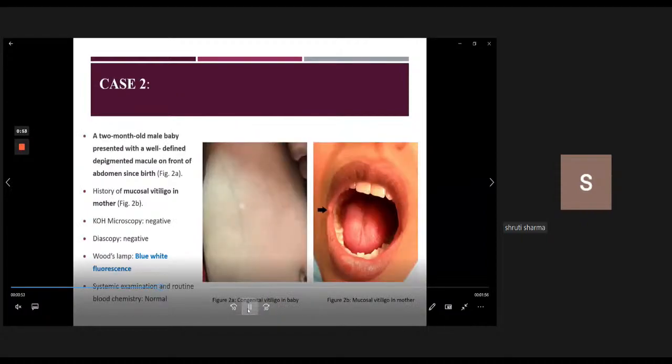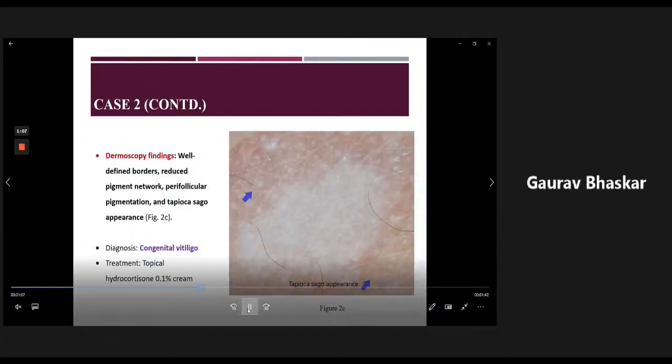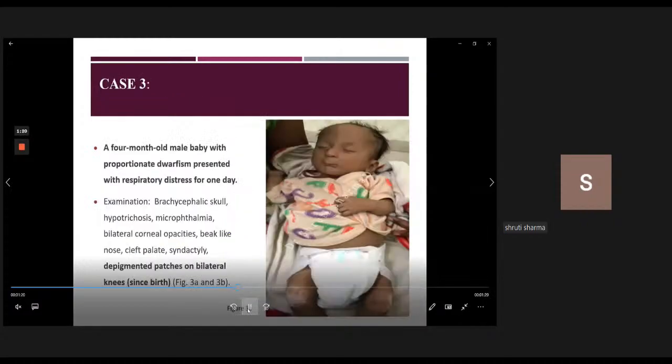Case 2. A 2-month-old male baby presented with a well-defined depigmented macule on front of abdomen since birth. History of mucosal vitiligo was present in the mother. Blue-white fluorescence was seen on Wood's lamp. Dermoscopy showed well-defined borders, reduced pigmentary network, perifollicular pigmentation, and tapioca sago appearance as shown in the figure. We made the diagnosis of congenital vitiligo and gave topical hydrocortisone cream.